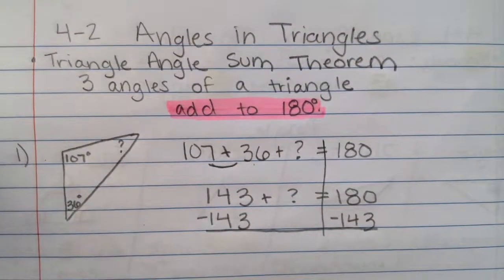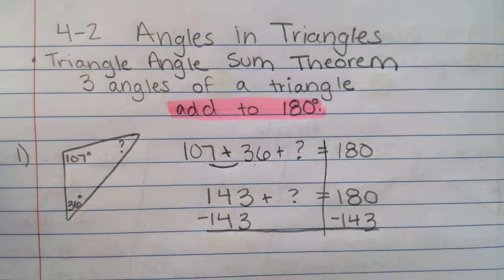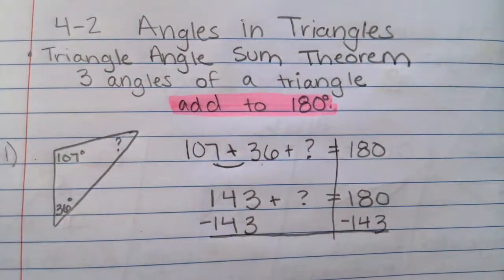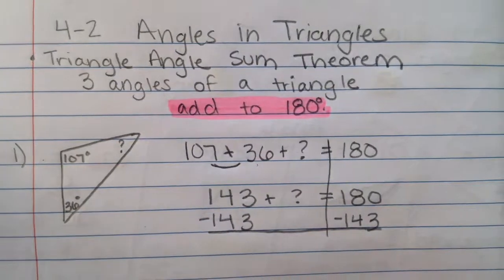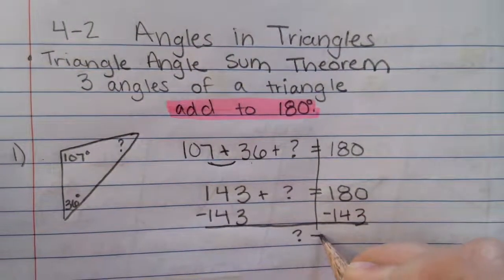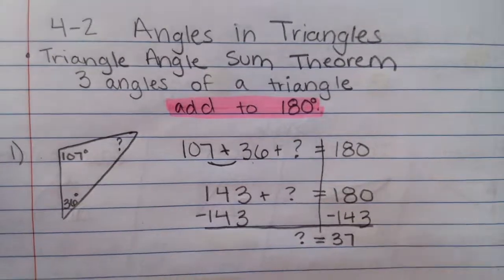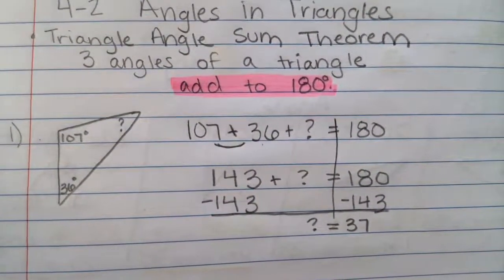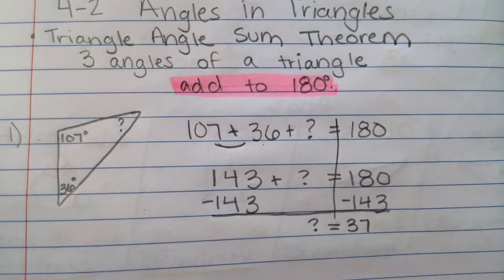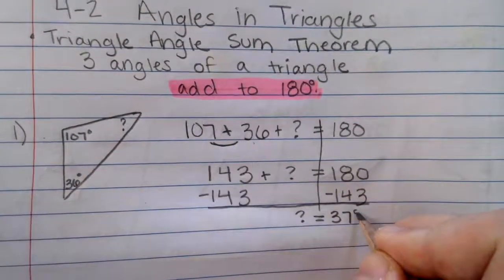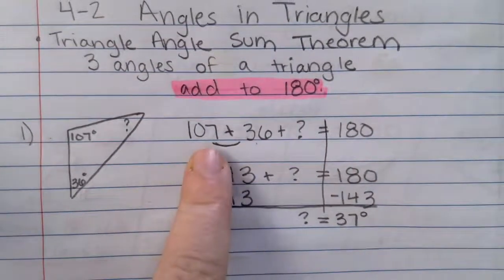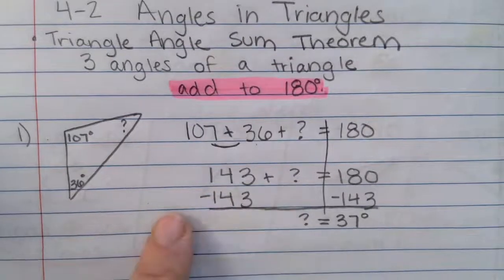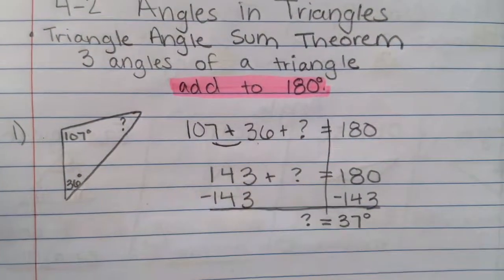So 180 minus 143? 37. And we're measuring an angle, so how should we label our angle? Good. When we do angles, angles are always measured in degrees. So that's one way to do it. You can add those two angles together and then subtract that from 180 because we know that those two together have to make 180. And you might do that without writing this algebraic equation. That's okay. Just trying to show you that we still use algebra even in geometry.